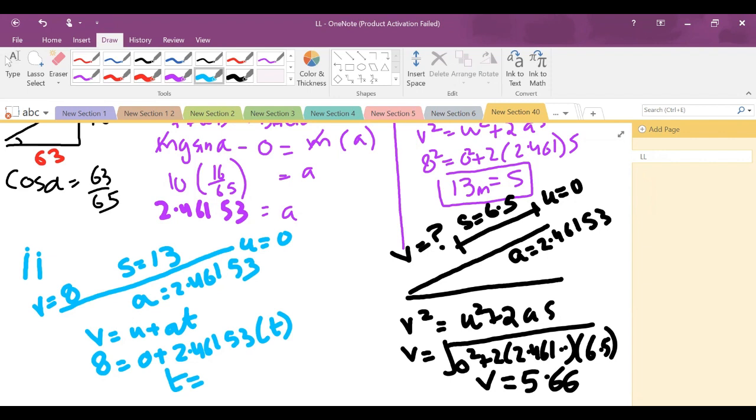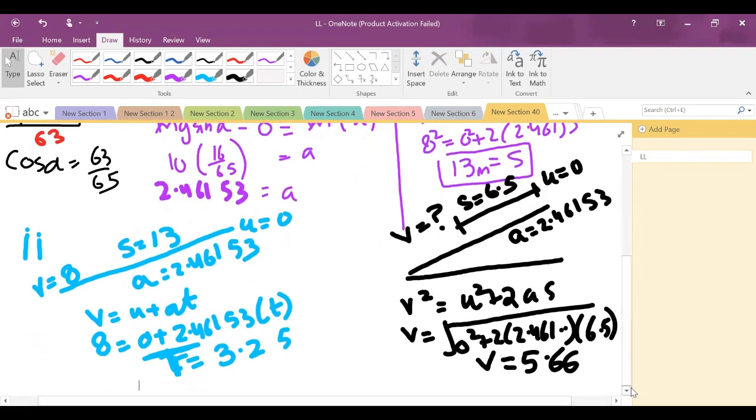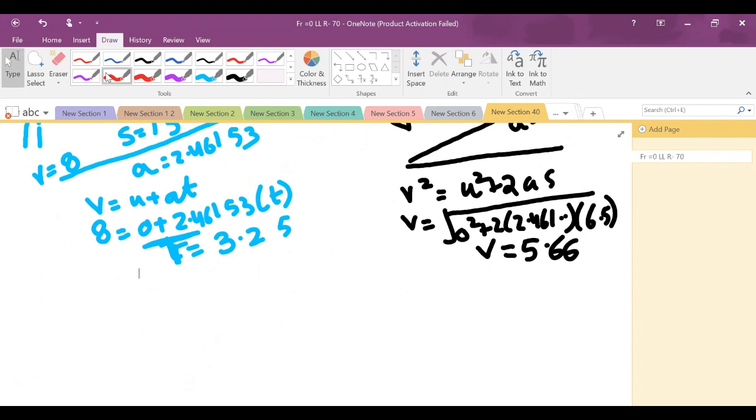8 divided by 2.46153, 3.25 भी आता. Okay, so t is coming out to be 3.25. It's actually capital T in the question. Okay, now you have to find the distance covered. Find the distance traveled by p at the instant it has been moving for half t seconds. तो half t seconds कितने होते हैं? Half of t is 0.5 into answer, 1.625.